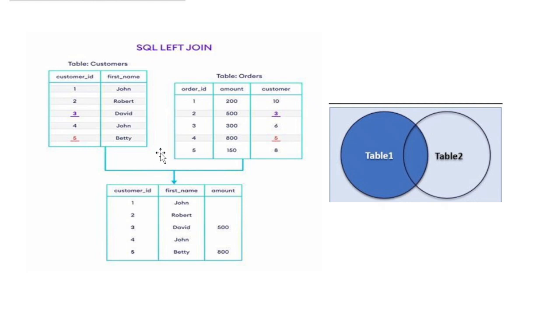But apart from that, because we are talking about the left join, all the data from the left table will come. So this is common data, third and fifth, coming from the right table, and the remaining data is coming from the left table, because it is a left join. So first ID, second ID, fourth ID, fifth ID, all the first names of customers are appearing here, but the order amount comes only for the IDs which are common in both the tables.